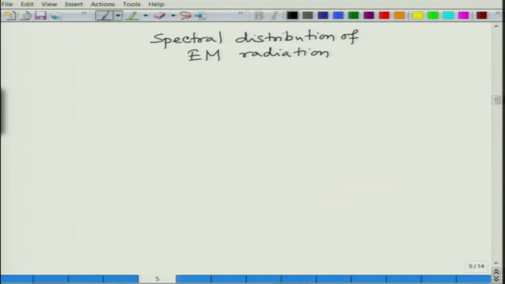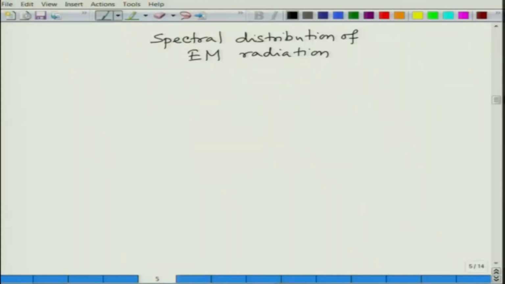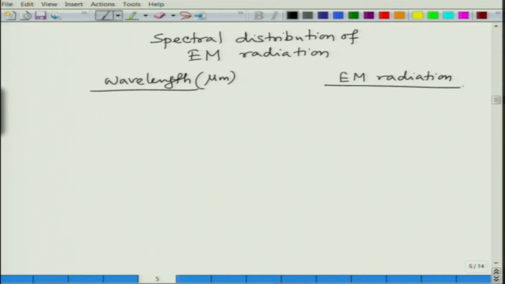Okay. So, now I am taking a step back and I am talking about electromagnetic radiations in general terms, not what is coming out of solar radiation. We will talk about it in a while, but let us talk about the whole spectrum of it in the most general term. So, what we can do is write the wavelength in micrometer and write what kind of electromagnetic radiation it is.